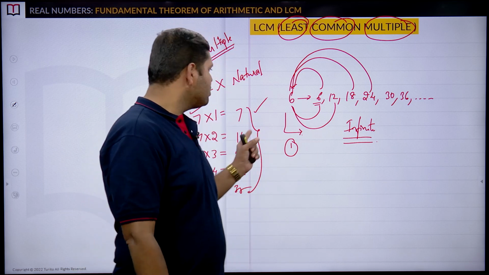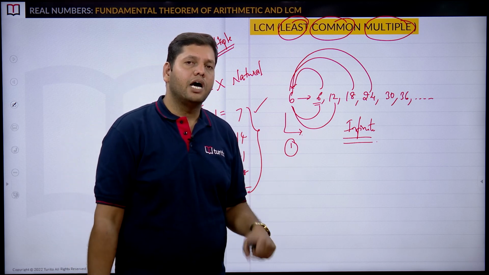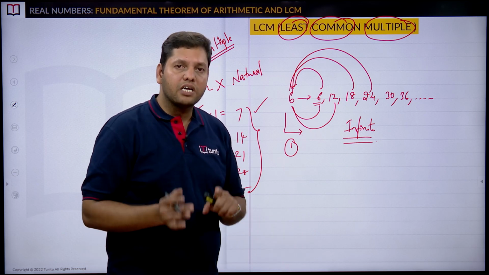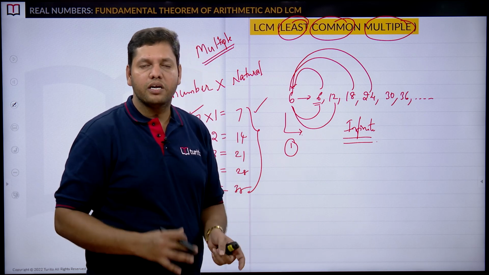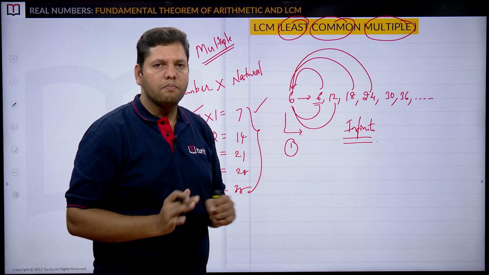Okay, so is everything clear, children? What is a multiple? How can we find the multiple? Any doubts regarding this? Multiple is nothing but what? The product of the given number and a natural number. So that gives the what? The multiple of a number. So that is a multiple.